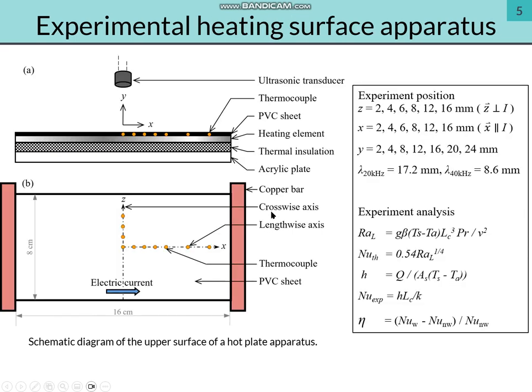The next slide shows the coordinate system. X is parallel and Z is perpendicular to the current direction. Y is the distance from the transducer to the heating surface. The key equations for the Nusselt number and the heat transfer enhancement coefficient are shown here.